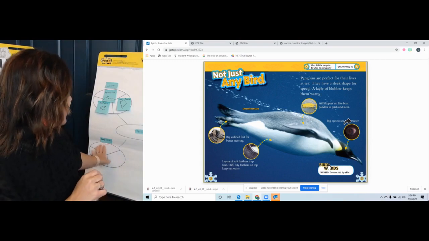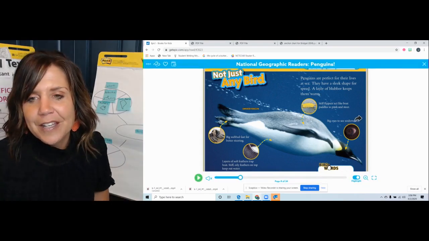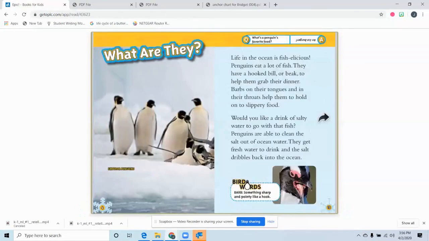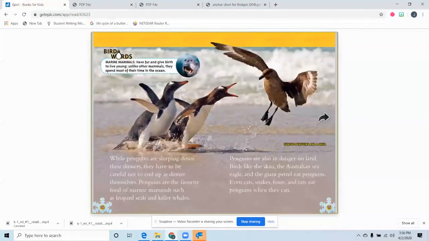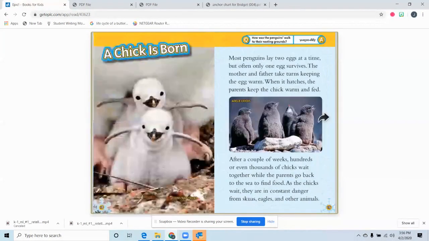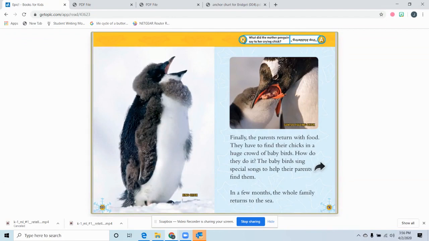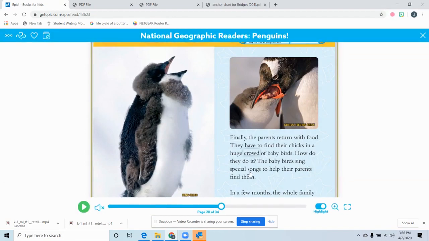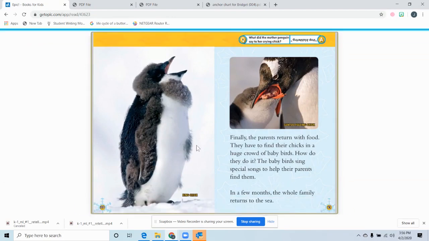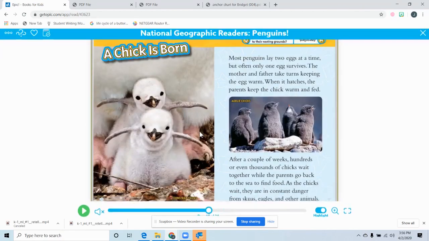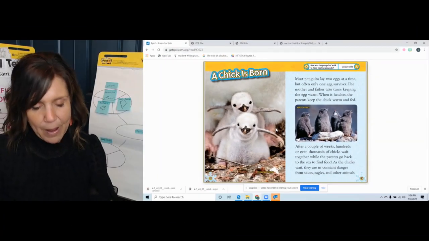So let's go to the section on baby chicks. So let me flip over here, flip past some of these other sections, and we'll go to the section on baby chicks. A chick is born. I'll let you look at that page for a second. It talks about laying eggs and keeping them warm. Remember that? And how the parents go out and find food, and they sing special songs to find their parents. So think about that and think about one fact about baby chicks.